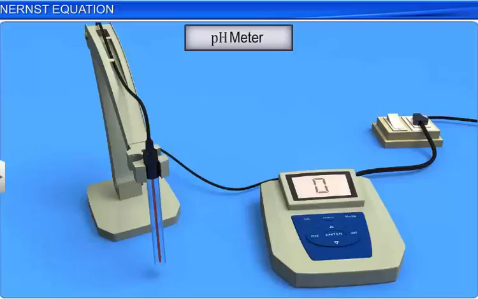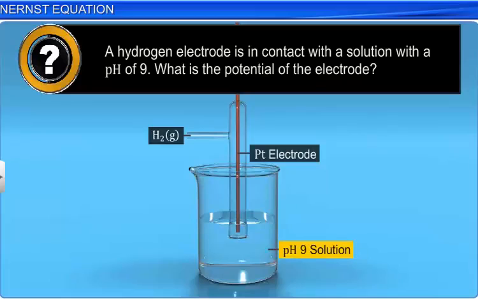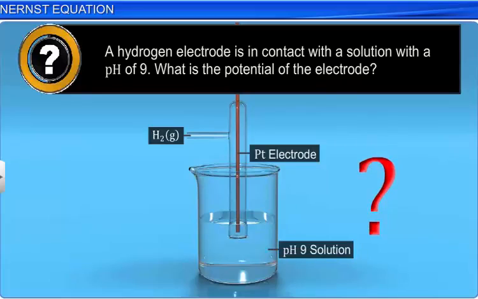pH meters also work on the principle of the Nernst equation. Here is a typical problem you might encounter. A hydrogen electrode is in contact with a solution with a pH of 9. What is the potential of the electrode? Let's work through this problem together.